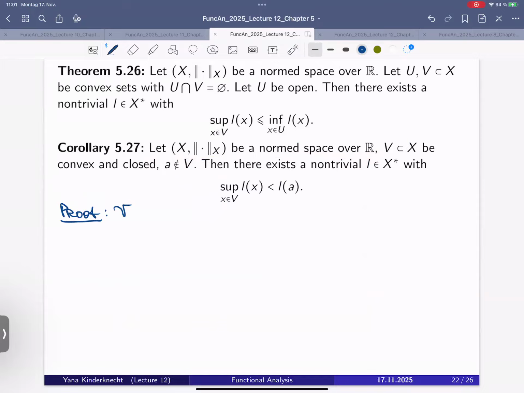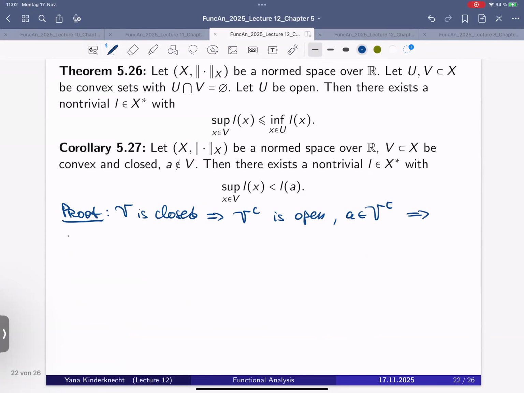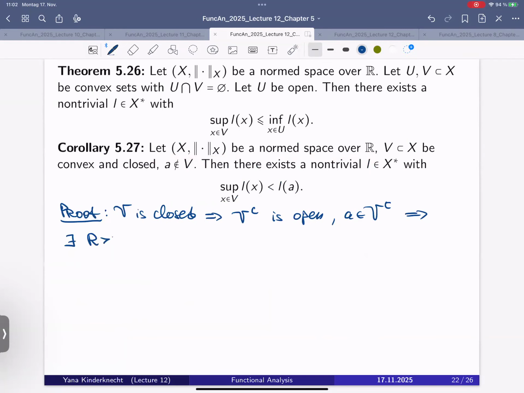So V is closed. Hence, its complement is open, and A belongs to its complement. Hence, there exists a strictly positive radius such that the point A lives in this V complement together with the whole ball.